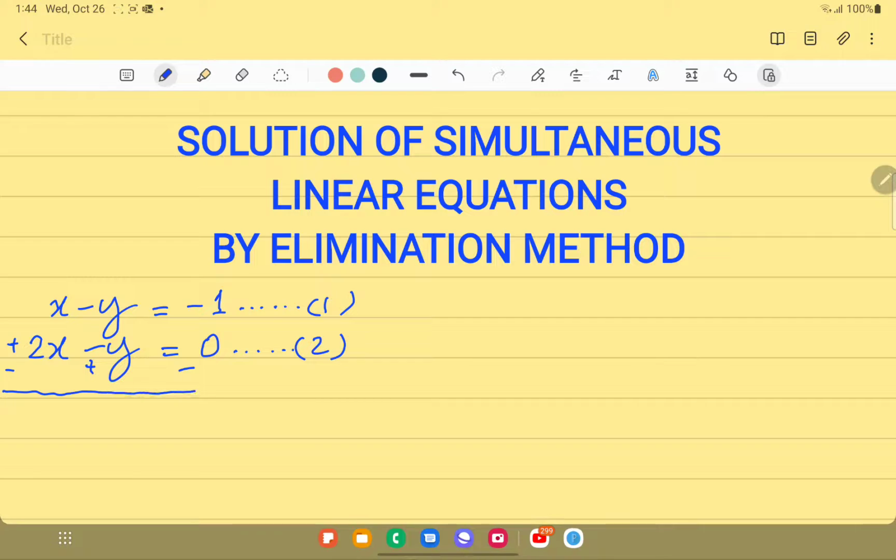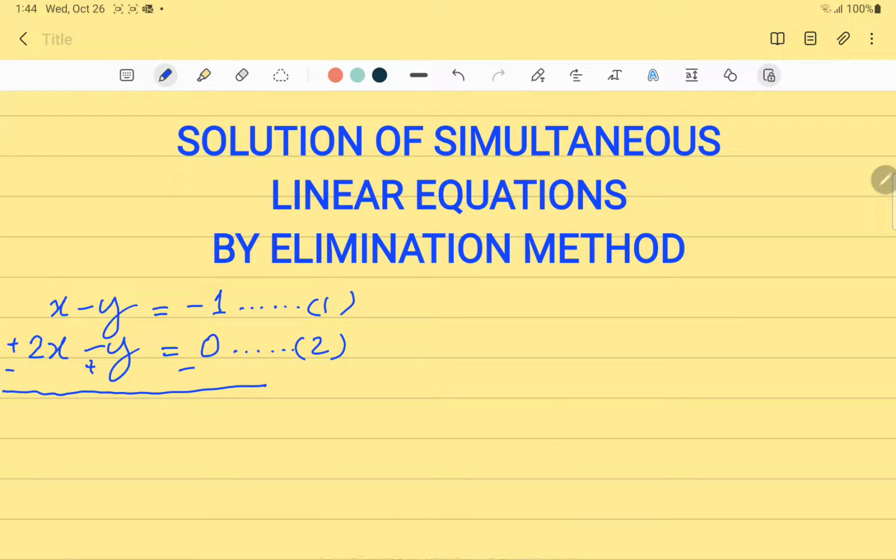So we subtract. So when we subtract, the signs reverse. x minus 2x is equal to minus x. y cancels with y, and minus 1 minus 0 is minus 1. When we multiply both sides by minus 1, we get x is equal to 1.